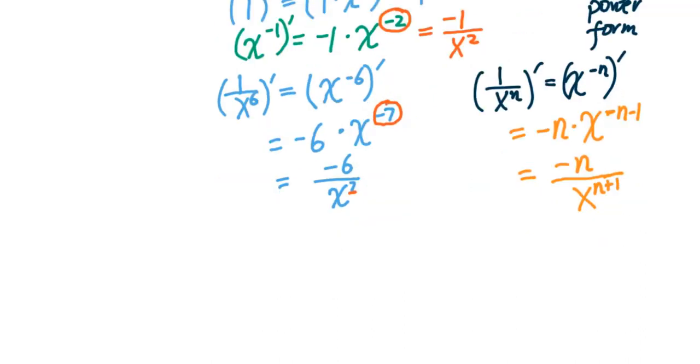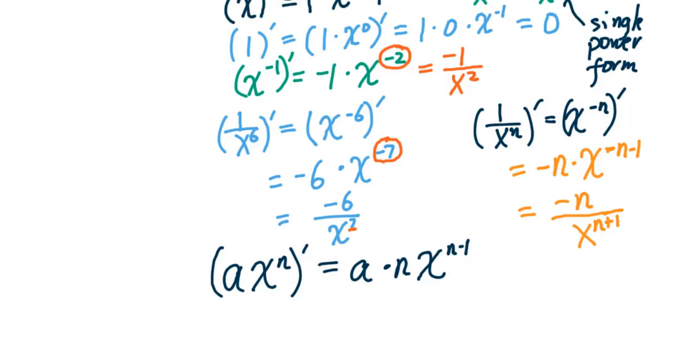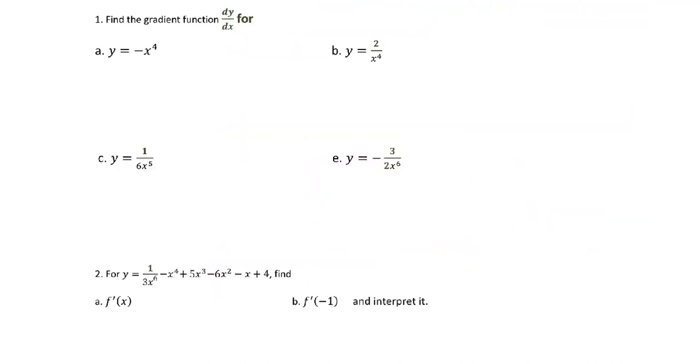What if we have a coefficient before x to the nth power? When we do the derivative for this, the coefficient stays. Then drop down this exponent n, then reduce by 1. So when you're working on the power rule of derivative, you need to figure out the coefficient. Let's go to some more examples.